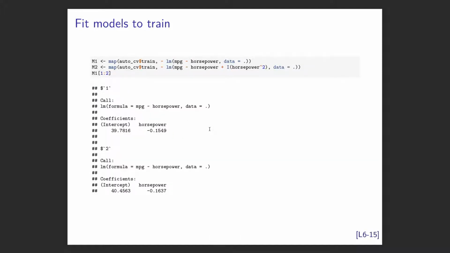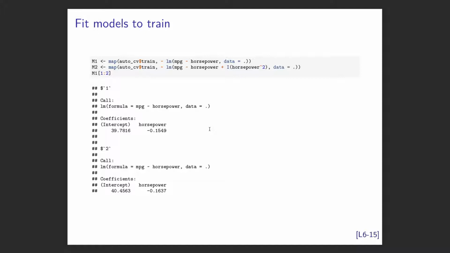So now we've got all our map functions. The first thing I'm going to do is fit 2 models. I'm going to take my auto CV; inside that there'll be a column of train. I'm going to map for each of them training, so that's going to be a whole series of data frames, my training data frames. And I'm going to fit a linear model of miles per gallon on horsepower.